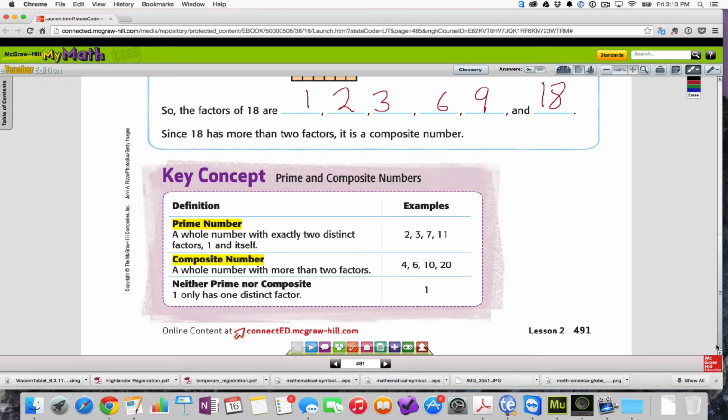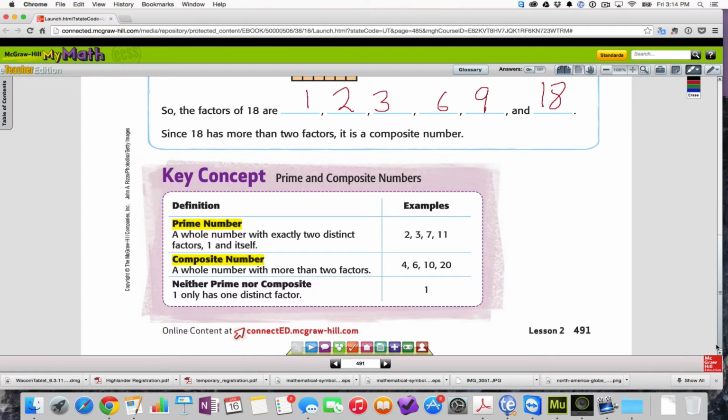A whole number with exactly 2 distinct factors, one and itself, is a prime number. So 2 is divisible by 1 and 2. 3 is divisible by 1 and 3. 2 does not divide into 3. 7 is only divisible by 1 and 7. There's no other numbers that divide into that. And 11 is only divisible by 1 and 11.